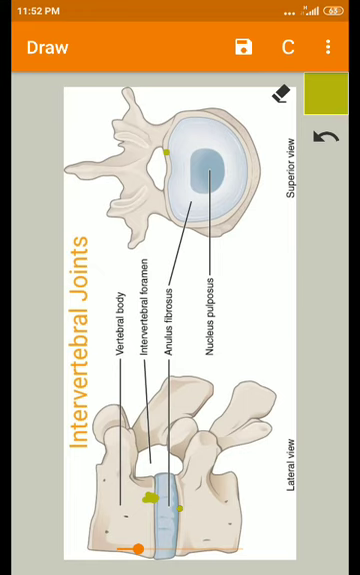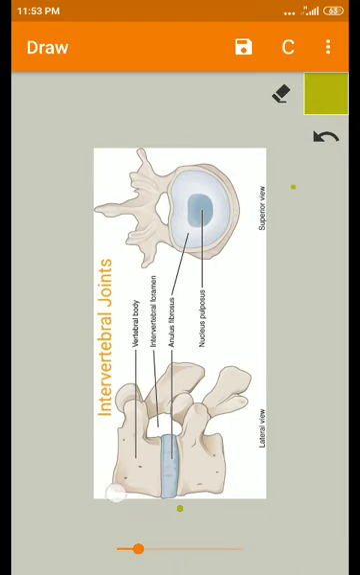And the ligaments which are present in the vertebral joints: it consists of the anterior longitudinal ligament. It is present on the anterior aspect of the intervertebral joints. This anterior longitudinal ligament passes from the anterior surface of the body of one vertebra to the other. It extends from the lower part, from the sacrum, to the occipital.